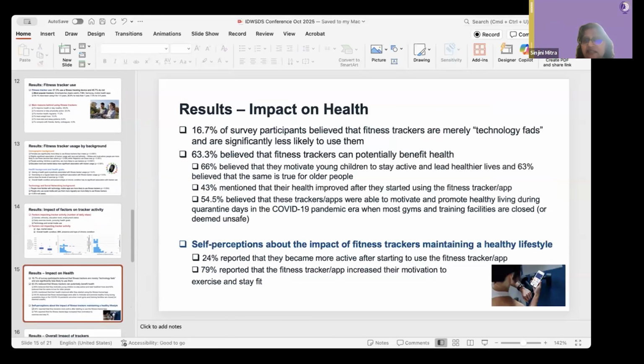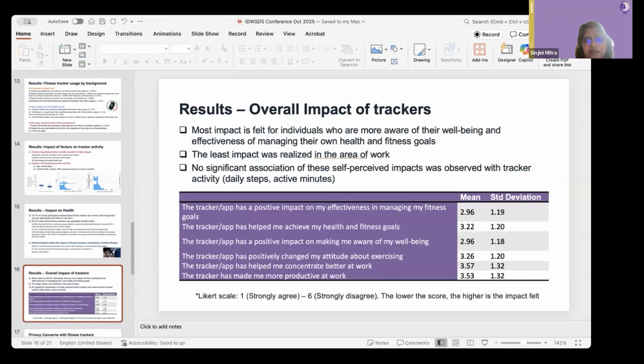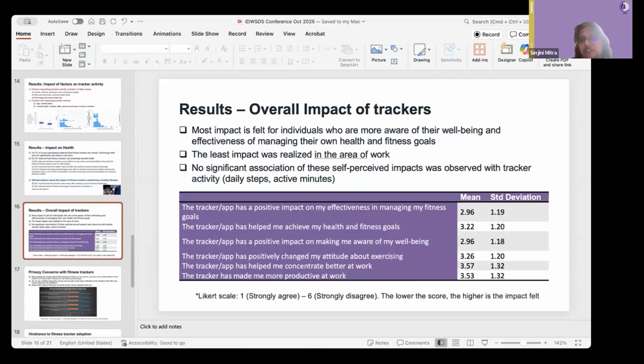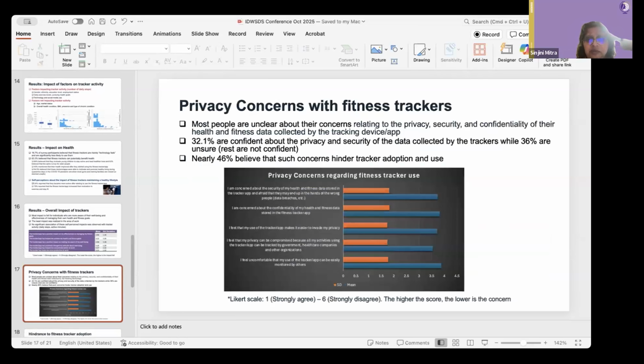And then I'm just going to skip over, I know this time is limited. And then these are some of the impacts. So most impact was felt by individuals who are more aware of their well-being and effectiveness. And the least impact was realized in the area of work. So overall they didn't feel like it was impacting their performance at work, because a lot of our students, especially in the College of Business, work either part-time or full-time. So we had that variable in the study as well.